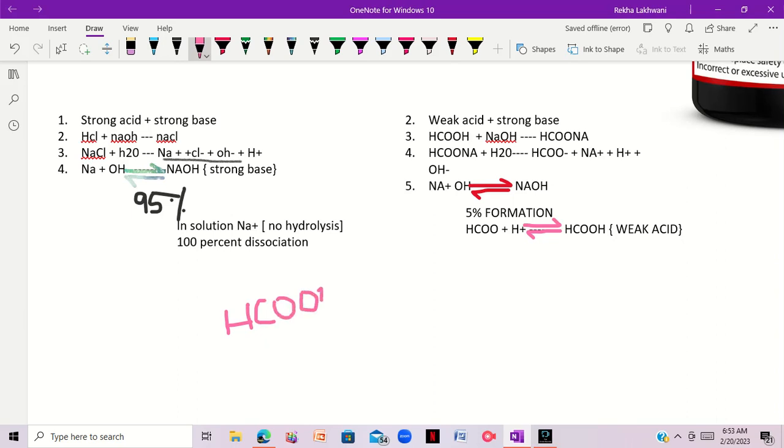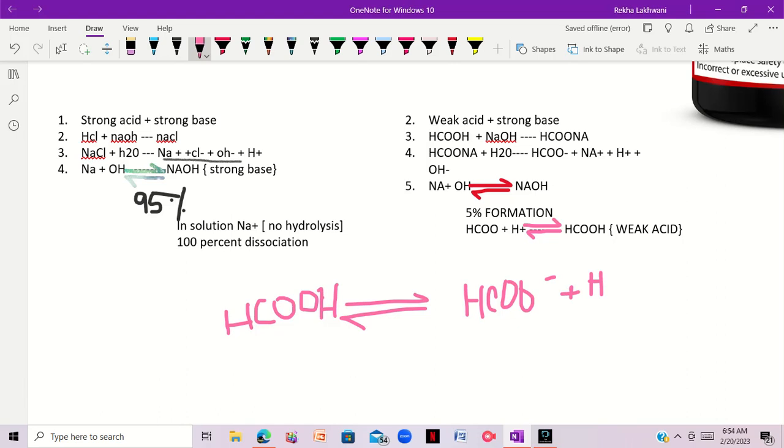HCOOH, when it dissociates, is something like this: HCOO negative plus H ions. We know that this is a weak acid, so the ions will not form much. There will be 95% of the forward reaction, which means that it will not dissociate into its ions, right? They don't have the tendency to dissociate into ions. It means they will combine.